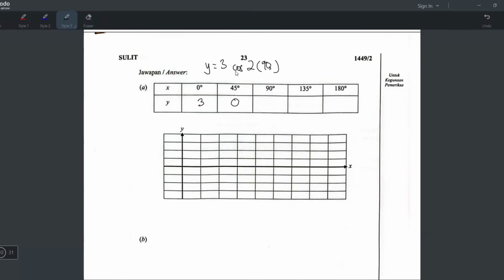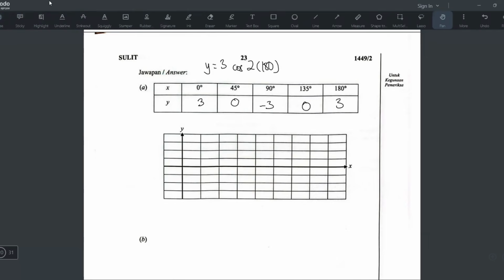Okay, and then times 3 is negative 3. Next one is 135 times 2 is 270. Cos 270 is 0. And then 0 times 3 is 0 also. Last one is 180 times 2 is 360. Cos 360 is 1. 1 times 3 is 3.